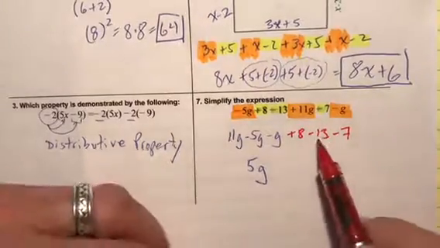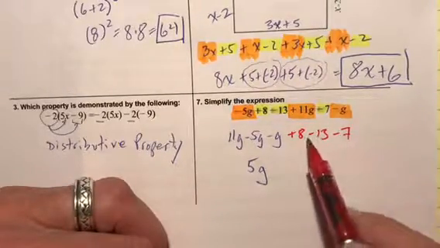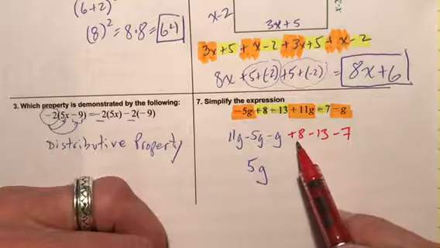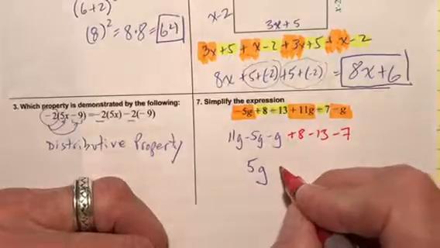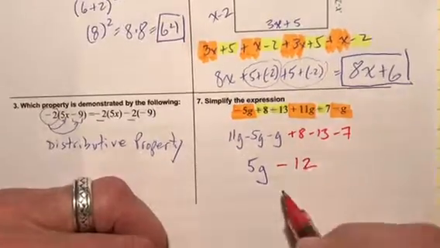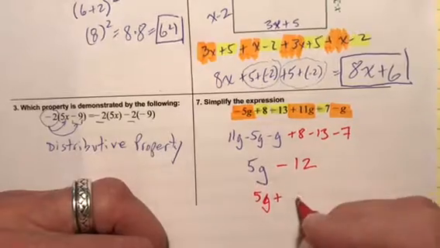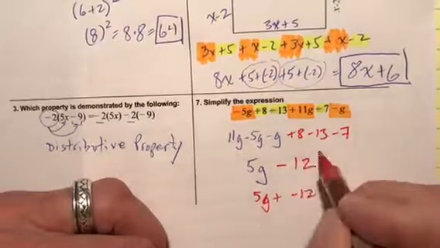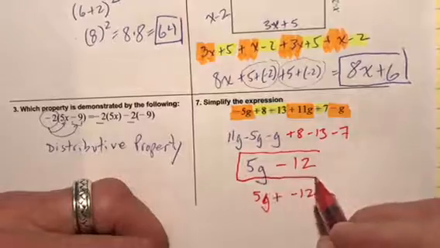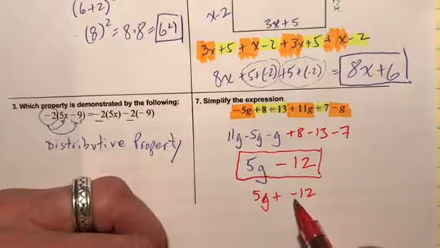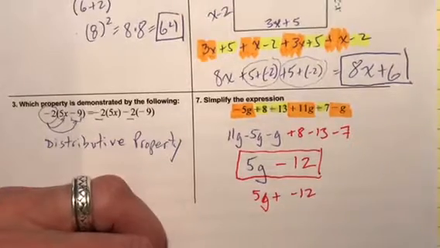Well, these two together are going to be negative 20, and negative 20 plus 8 is going to give me negative 12. So I can write it like this, because this is the same thing as saying 5g plus negative 12. This would be the more proper way to write it, because you want to avoid having plus a negative. I'm going to stop this here. We'll pick it up again in a moment.